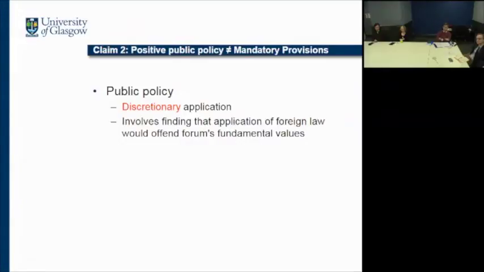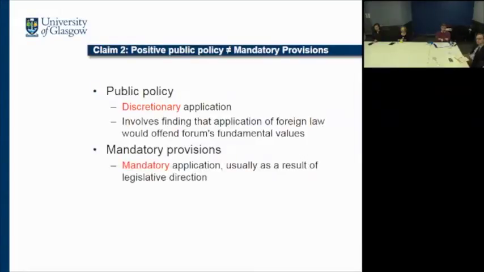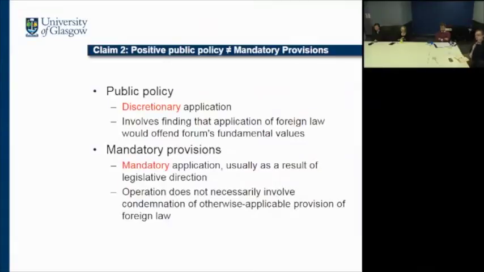And it necessarily involves the judge taking a view of the foreign law which says, well, that just can't stand in our legal system. I am a judge of this system, and I cannot act against our fundamental values. Mandatory provisions, on the other hand, are not discretionary. It goes in the name, they're mandatory. There's a statute which says to the judge, you must apply this law, no matter what the applicable law is. They are almost always as a result of legislative direction.